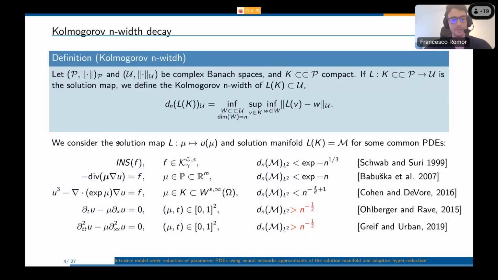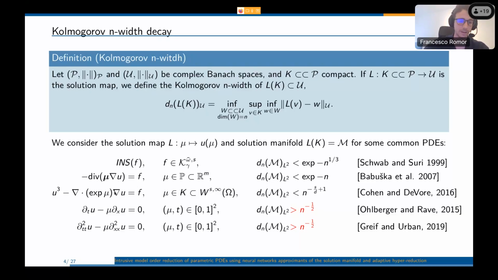The Kolmogorov width has been evaluated for its asymptotic decay in many studies. And you can see that even for the incompressible Navier-Stokes equations, considering as parameter the source term itself as a function, you have almost exponential decay, like minus n to the 1 divided by 3, times some constants. And also the famous case for linear elliptic problems of exponential decay, but also, more difficult to prove, for solution maps which are holomorphic.